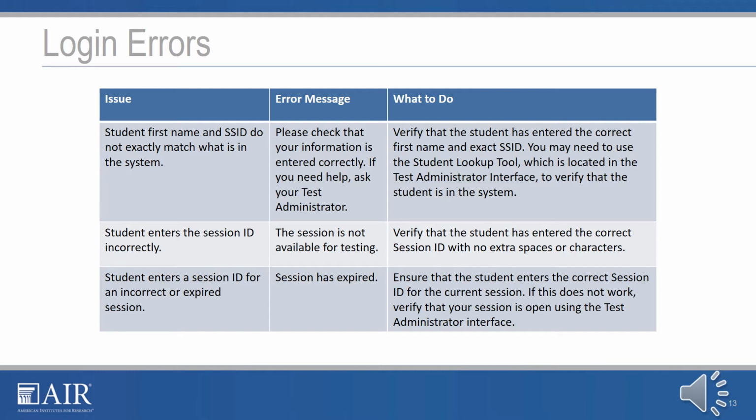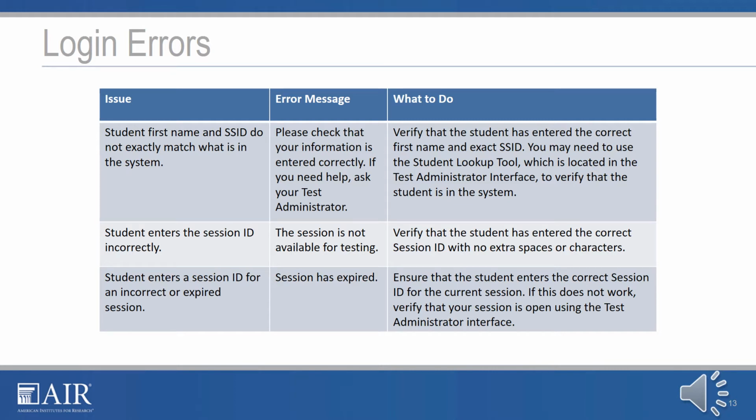If the student receives an error message indicating that he or she has entered incorrect information in the first name or SSID fields, the TA should use the Student Lookup tool in the TA interface to verify the student's information. Another common error occurs when the students enter an incorrect session ID. If a student receives the message, "The session is not available for testing," verify that the session ID was entered correctly, with no extra spaces or characters. The session ID can be found in the TA interface.